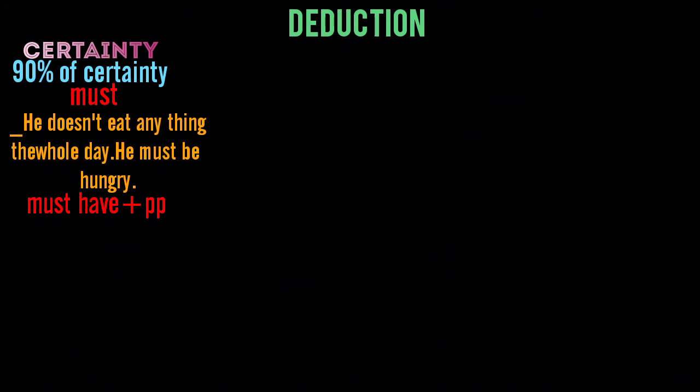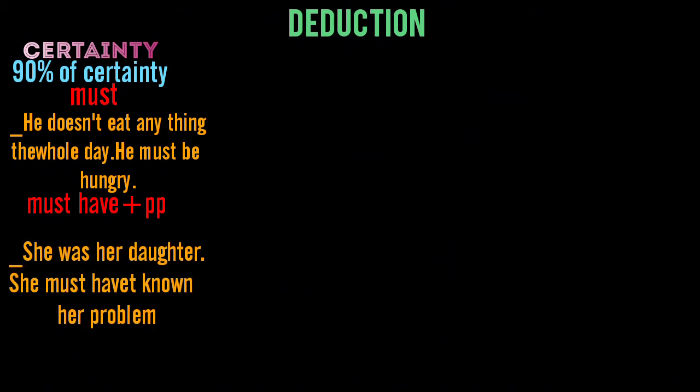Example: she was her daughter. She must have known her problem. We are sure she knew her problem because she was her daughter.